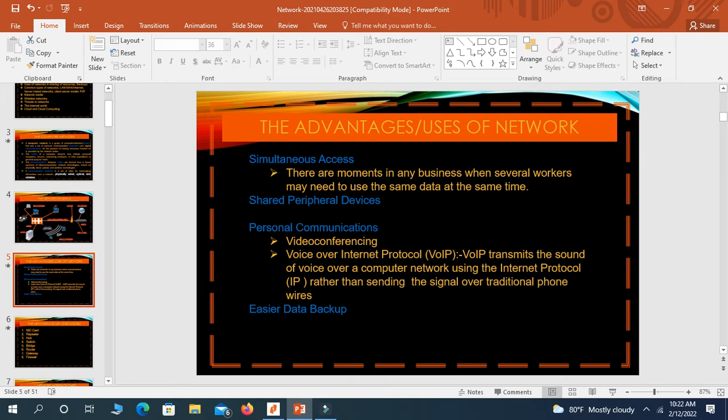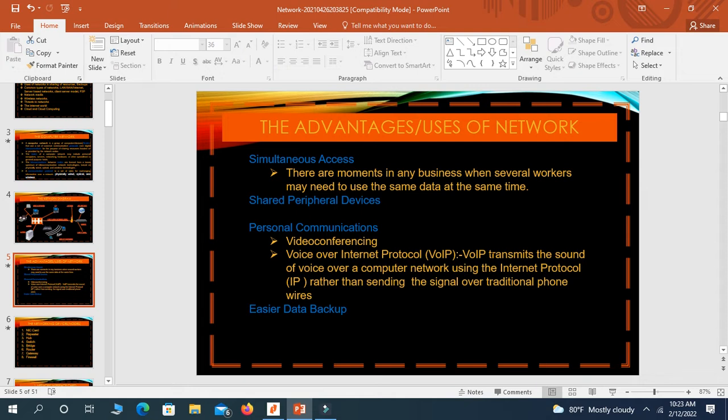Okay. Next up, what are the advantages or uses of a network? First, simultaneous access. There are moments in any business when several workers may need to use the same data at the same time. It usually happens in an office environment. So simultaneous access might be needed. Then there are shared peripheral devices and personal communication. So these are some of the advantages. Personal communication includes video conferencing and voice over internet protocol.